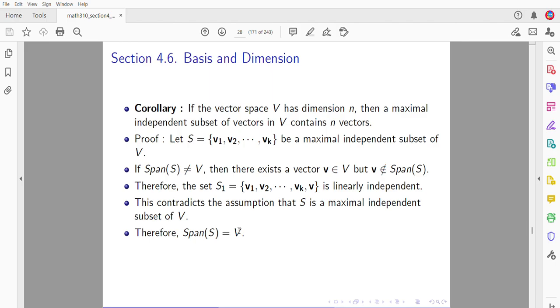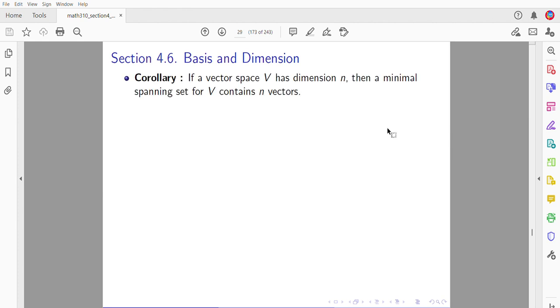Okay. Therefore, S is not only linearly independent, it also spans V. So it is a basis. So this is a very important result: a maximal independent subset has to be a basis. If a vector space V has dimension n, then a minimal spanning set contains n vectors. We'll come to this corollary in our next video.